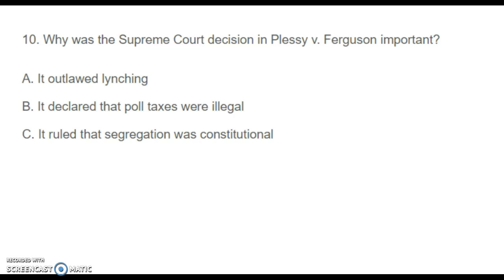Number 10. Why was the Supreme Court decision in Plessy v. Ferguson important? A. It outlawed lynching. B. It declared that poll taxes were illegal. Or C. It ruled that segregation was constitutional.